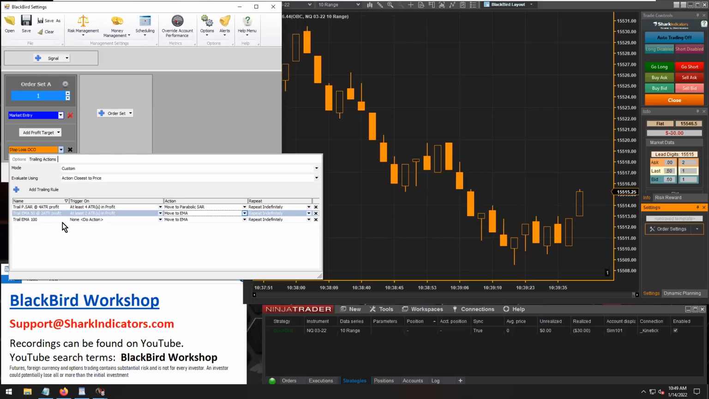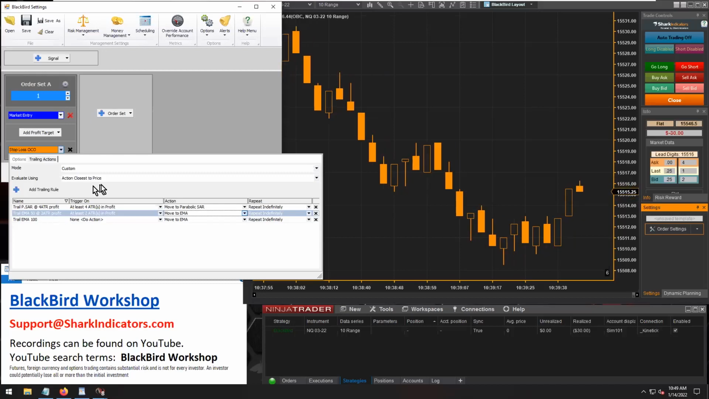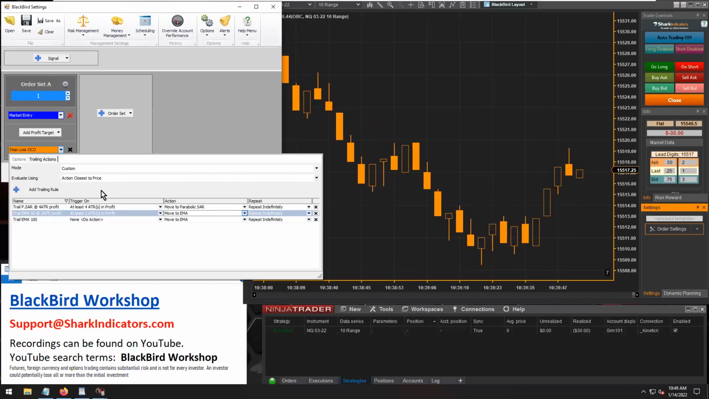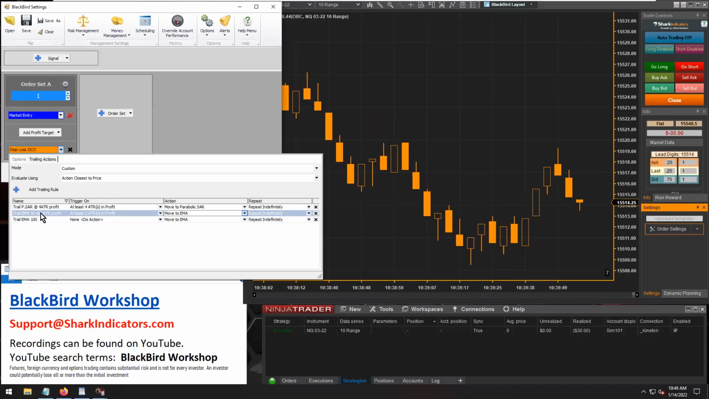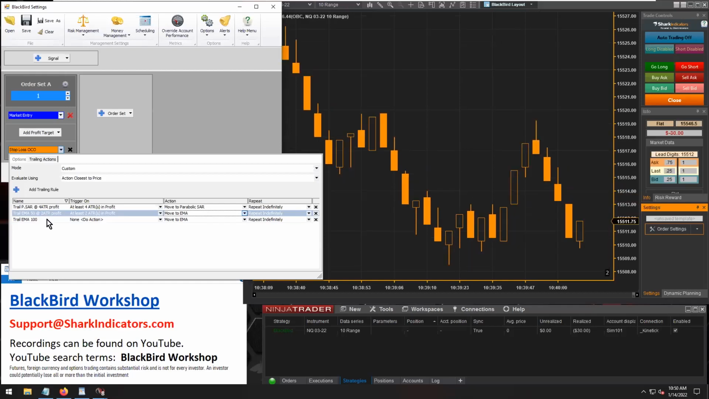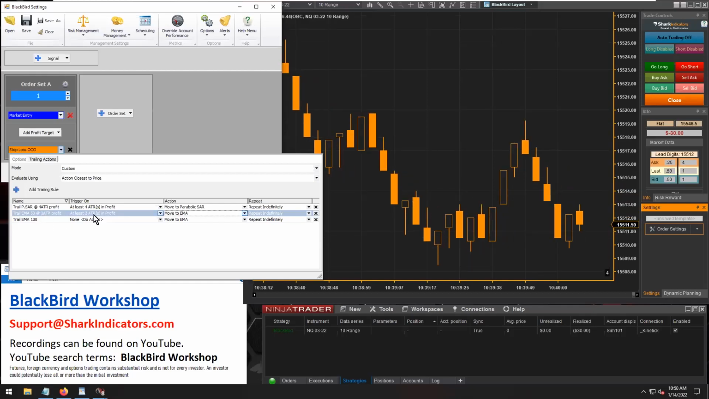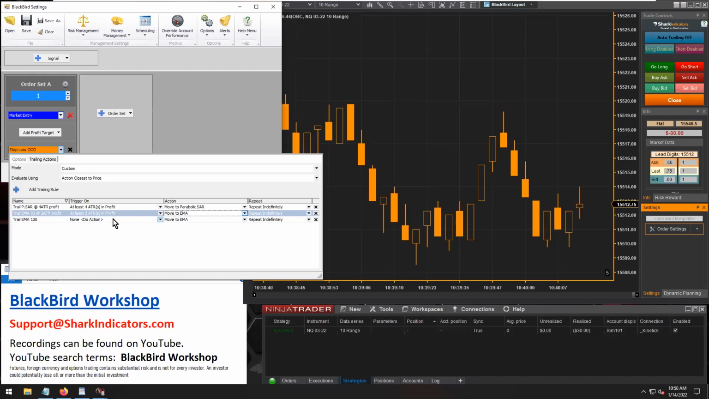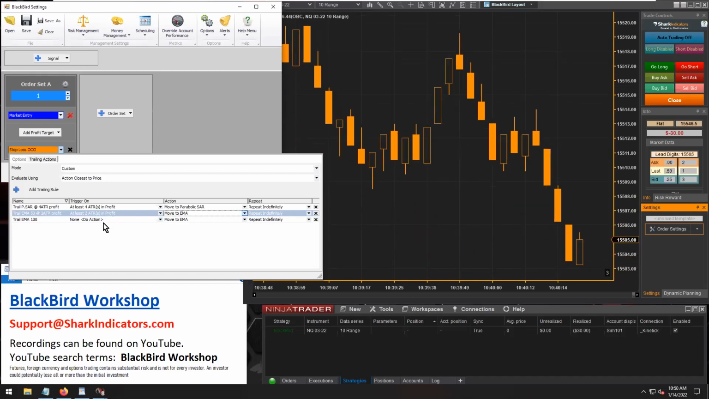The reason for that is because the standard for stop losses is you never move your stop loss further away. So if the EMA 50 was further away than the EMA 100 and BlackBird just blindly followed these trailing rules, your stop loss would move backwards. It would move away, it would widen. That's not standard behavior that people want.